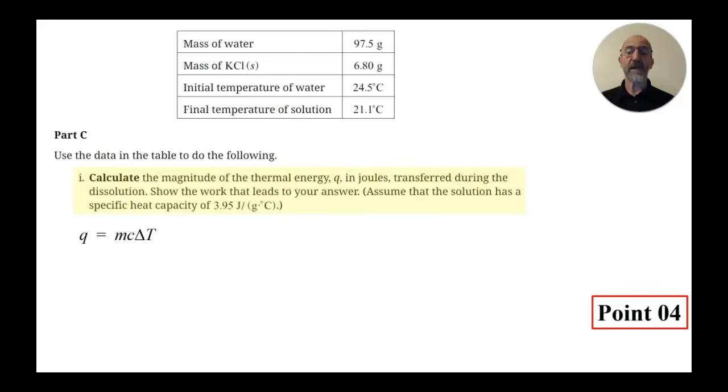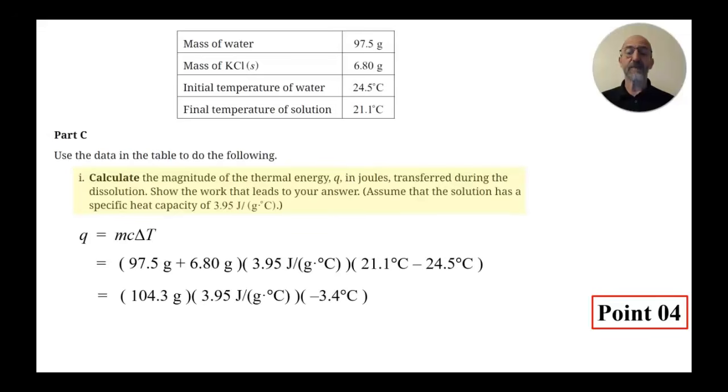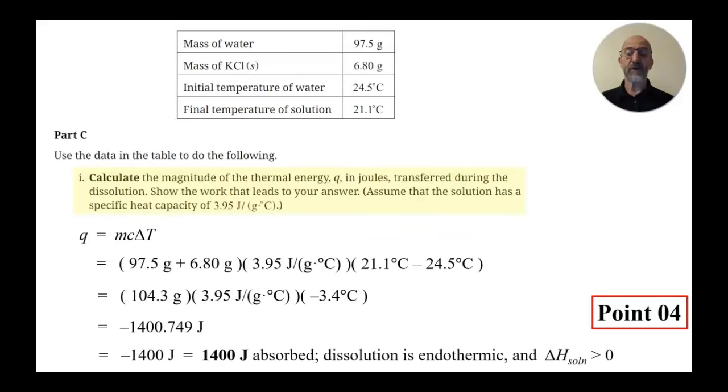That would be the water, 97.5 grams, plus the mass of the solute, the potassium chloride, 6.80 grams. And then we have that specific heat capacity that we were given. And the change in temperature would be 21.1 minus 24.5. Now, what we're looking for here in our answer is the absolute value, because it says calculate the magnitude of the thermal energy. So I'm not worried about the sign of Q. Even though it says negative 1400 for the amount of Q, the magnitude can be written as 1400 joules.